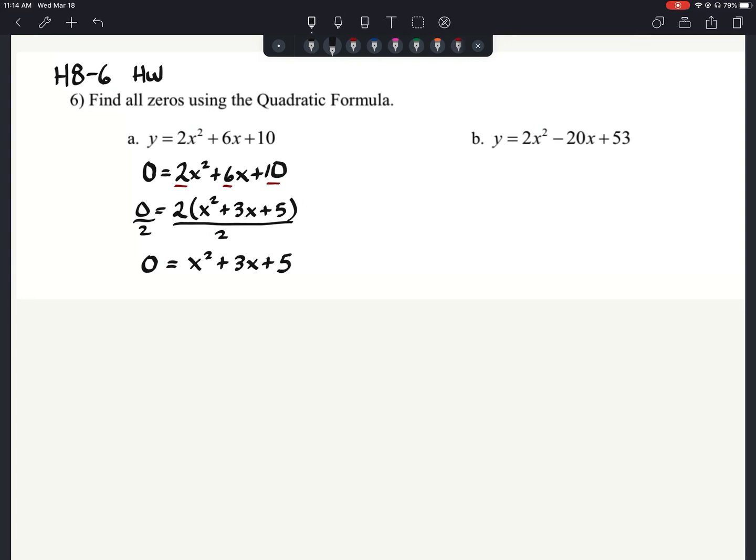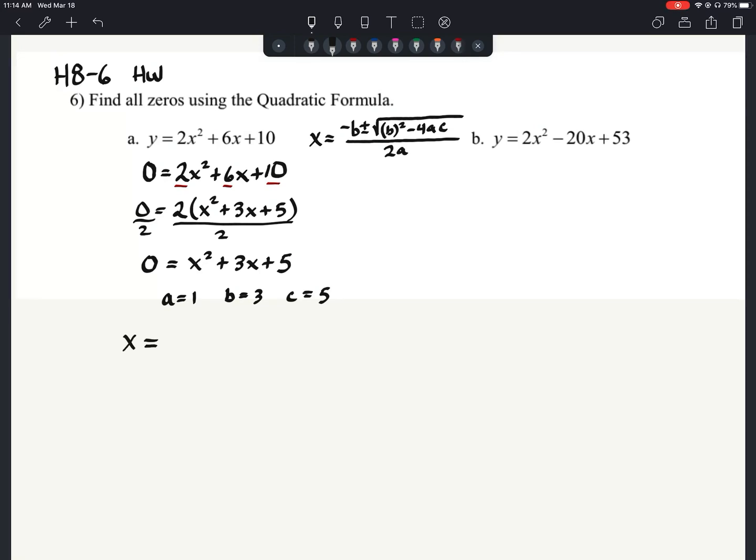Okay, so remember our quadratic formula, that x is going to equal the opposite of b plus or minus the square root of b squared minus 4 times a times c, all over the product of 2 times a. So in this case, we've got a is equal to 1, b is equal to 3, and c is equal to 5. So we'll just take it and plug it in here.